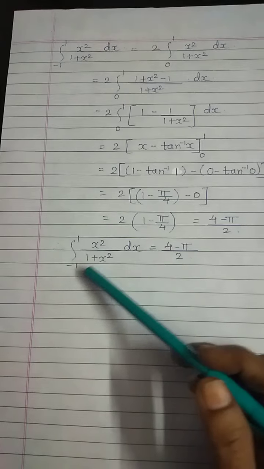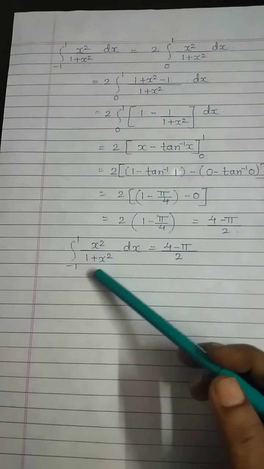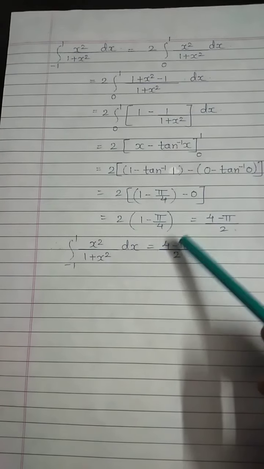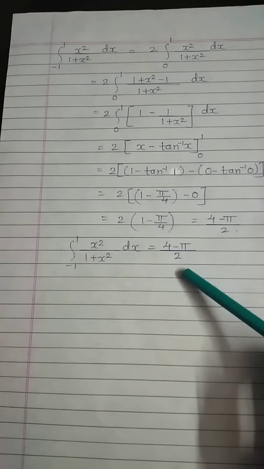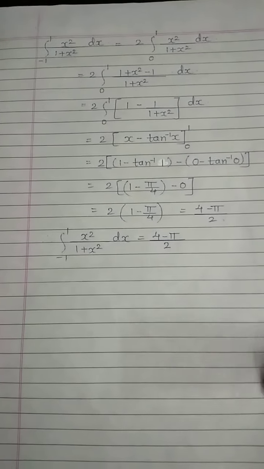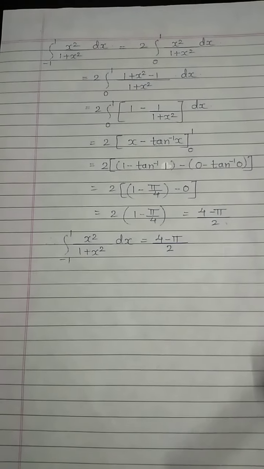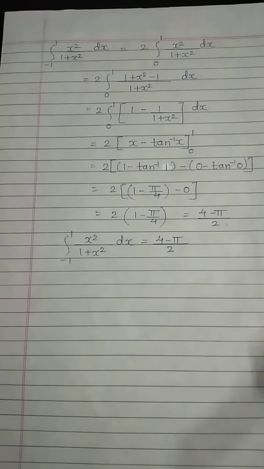Therefore the integration from minus 1 to 1 of x square upon 1 plus x square dx is equal to 4 minus pi by 2. Now here the properties of definite integration get over.